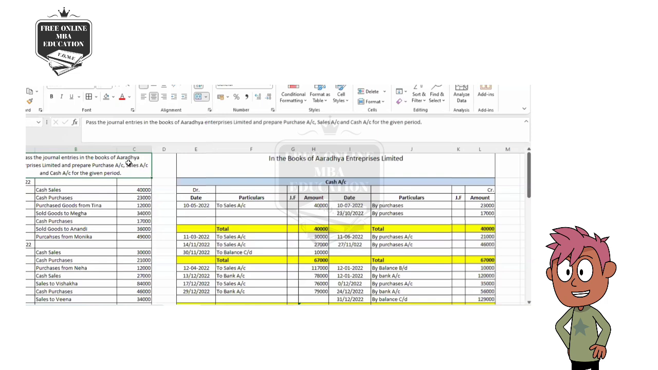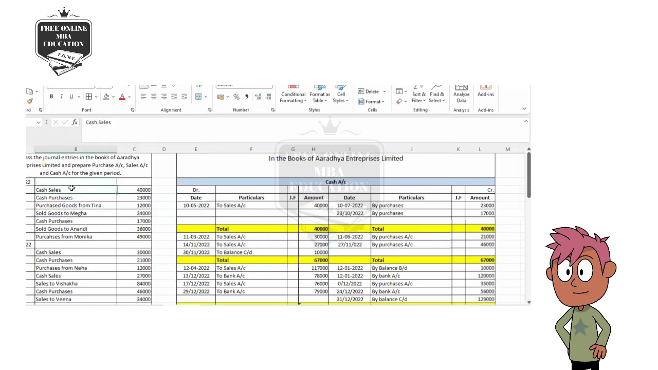Pass the journal entries in the books of Aradhya Enterprises Limited and prepare purchase account, sales account, and cash account for the given period. We are specifically asked to maintain cash account, purchase account, and sales account. Let's check one by one. October 22 transaction, 5th, cash sales 40,000. Immediately, we are going to see ledger accounts as well.